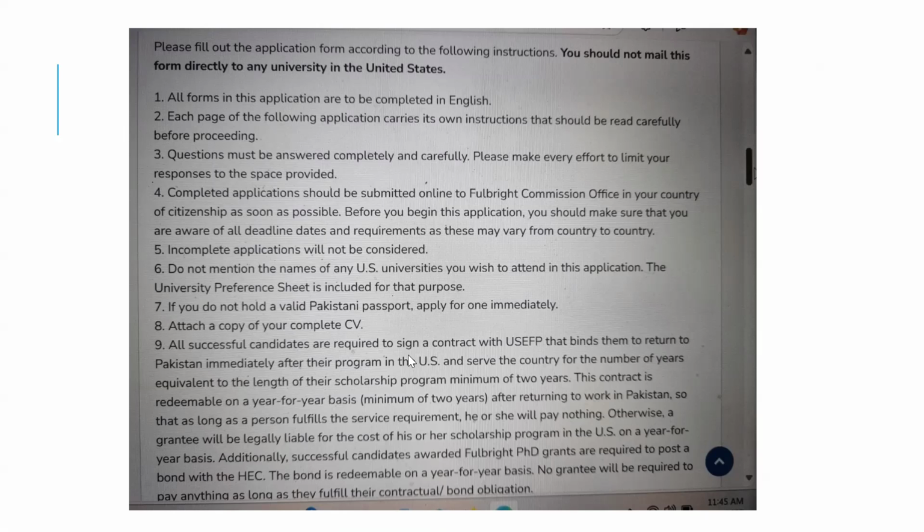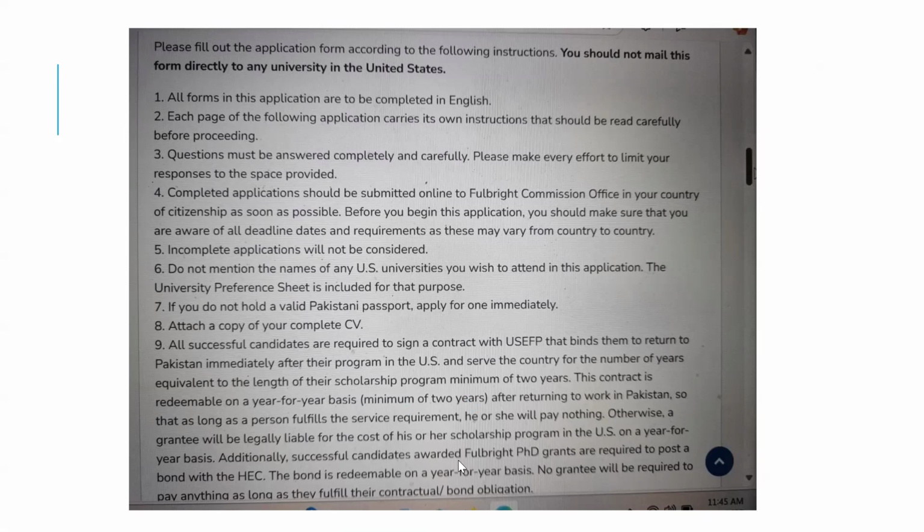All successful candidates are required to sign a contract with USEFP that binds them to return to Pakistan immediately after their program in the US and serve the country for the number of years equivalent to the length of their scholarship program, minimum of 2 years. This contract is redeemable on a year for year basis, minimum of 2 years, after returning to work in Pakistan, so that as long as a person fulfills the service requirement, he or she will pay nothing. Otherwise, a grantee will be legally liable for the cost of his or her scholarship program in the US on a year for year basis.